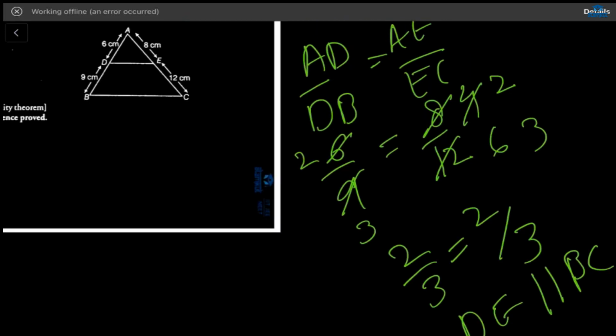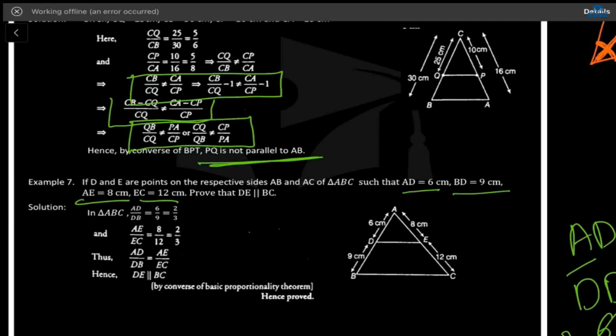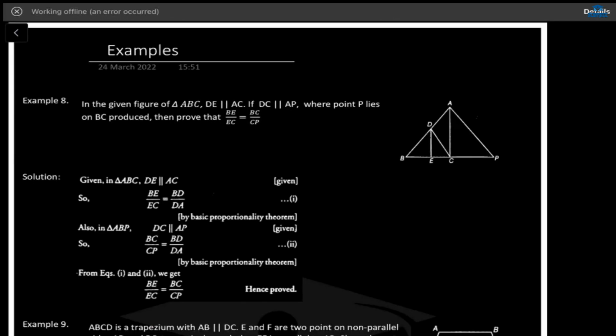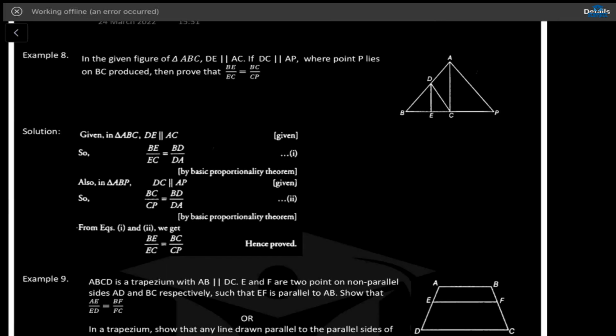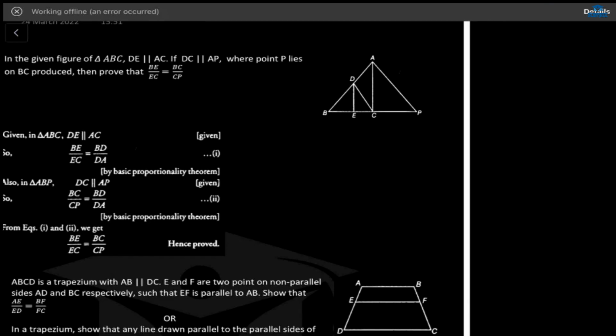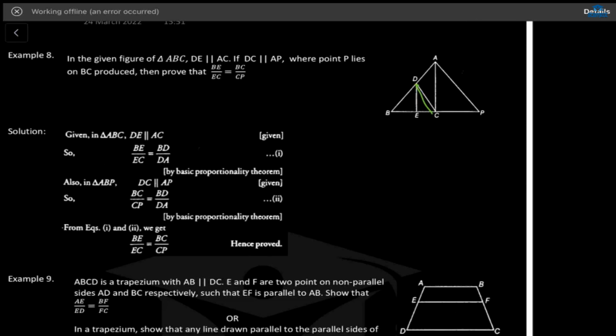Understood? Any doubt, anybody, in the questions or in the theorem? If the theorems are clear, you can directly do the questions also. Now question number 8. In the figure of triangle ABC, DE is parallel to AC. If DC is parallel to AP, where point P lies on BC, prove that DE by EC is equal to BC by CP. This last question we are going to do.